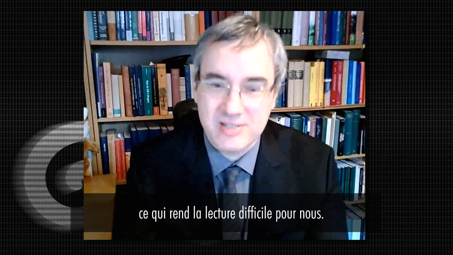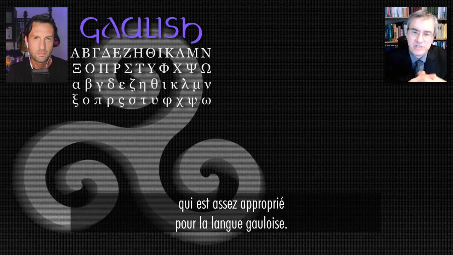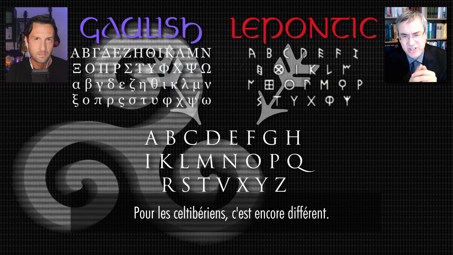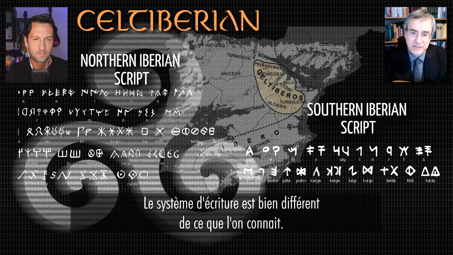So in Gaul, the oldest writing system is the Greek alphabet, which is fairly adequate for the language. But in both traditions, ultimately, this was replaced by the Latin alphabet. The Celtiberian situation is somewhat different. They took over the writing from their Iberian neighbors. And again, that language is very different from the Celtiberian language. And the writing system is also quite different, and quite different also from our own writing systems.